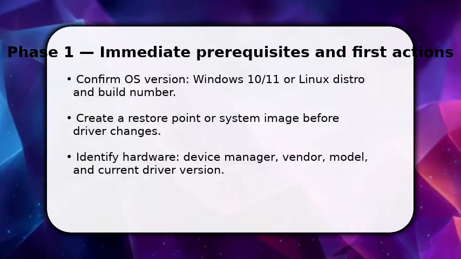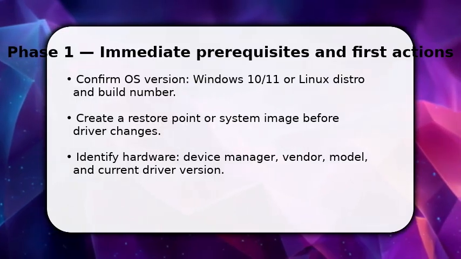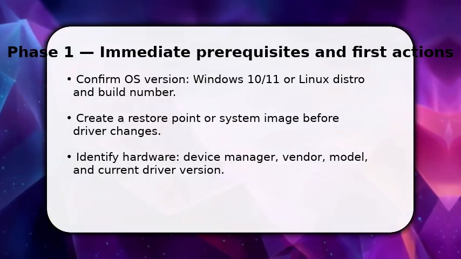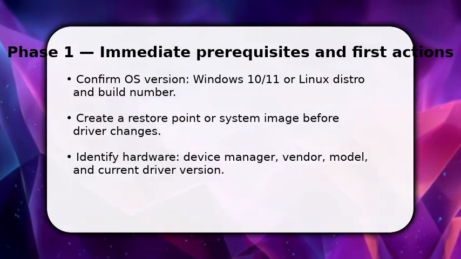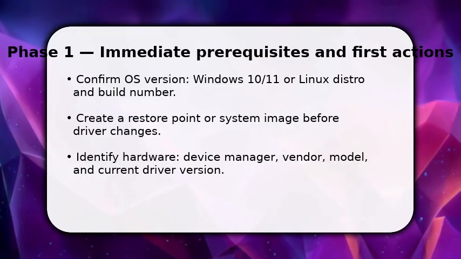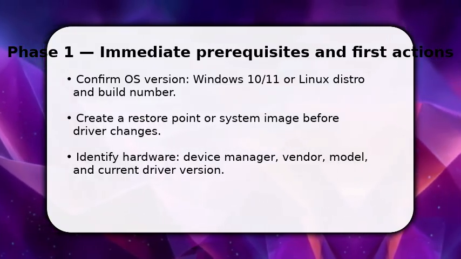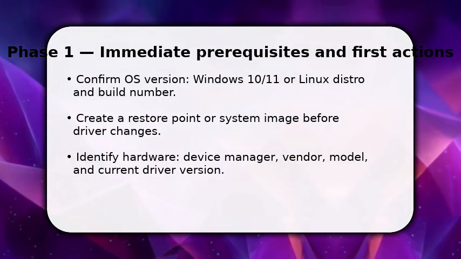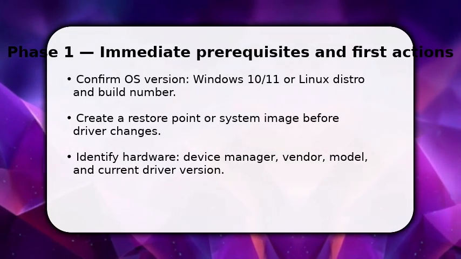You start by confirming your OS and collecting identifiers so you can get the right drivers. Don't guess. Once you have the OS build and device model, create a restore point or full image to recover if something breaks. Then open Device Manager, expand the category, and note the exact device name and current driver version. This prevents installing wrong or unsigned drivers.